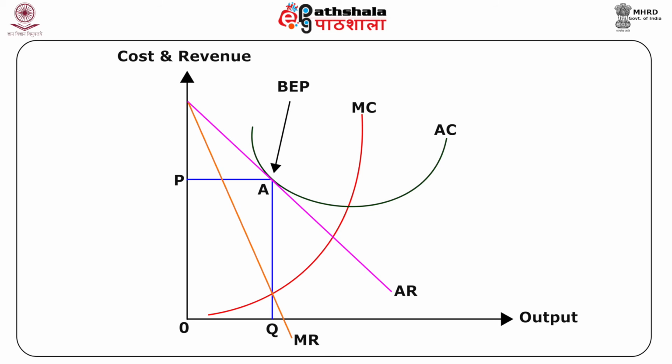In figure 8 above, the equilibrium quantity is at Q, where MR is equal to MC, and according to the AR and AC approach, the break-even point is at A, where TR is equal to TC or AR is equal to AC. Thus, at Q, TR is equal to price into quantity, which is equal to OP into OQ, which is equal to area OPAQ. Similarly, TC is equal to AC into quantity, which is equal to OP into OQ, which is again equal to area OPAQ. Therefore, at the break-even point, TR is equal to TC or AR is equal to AC.